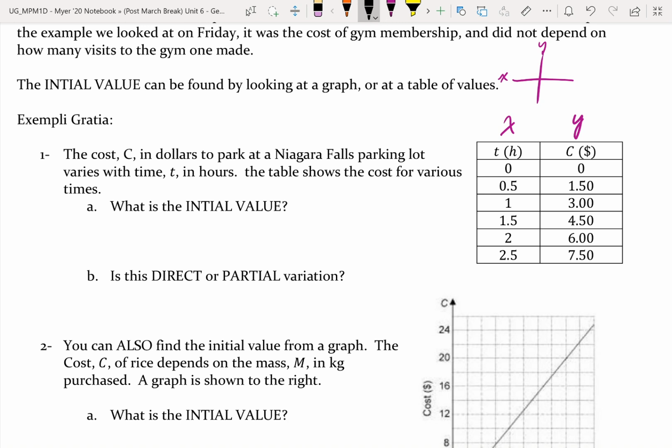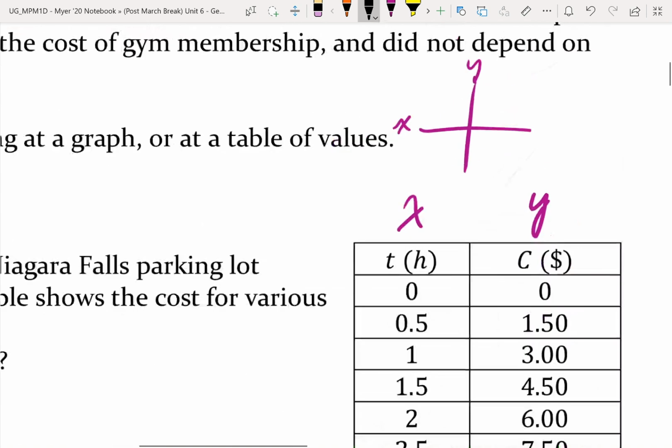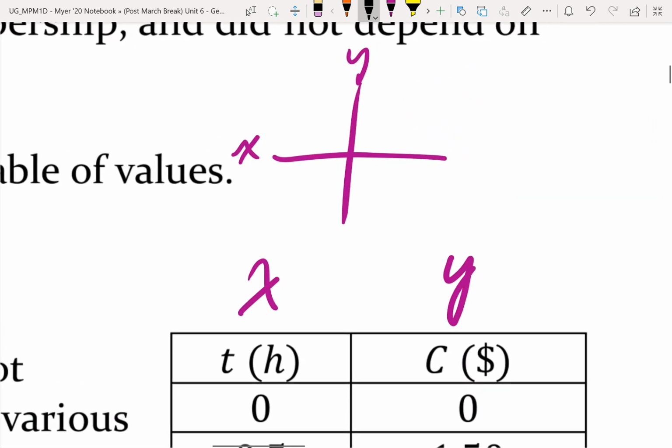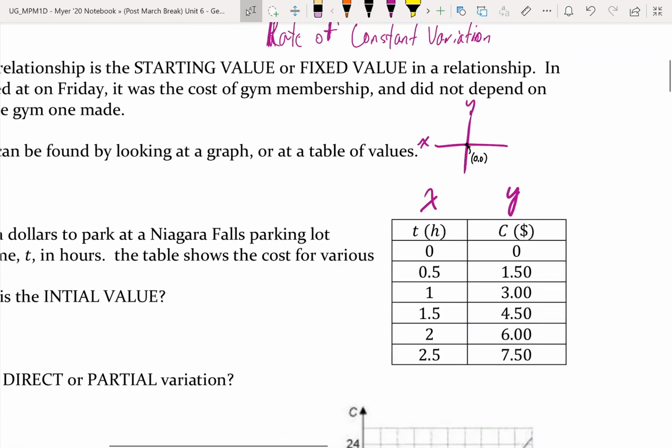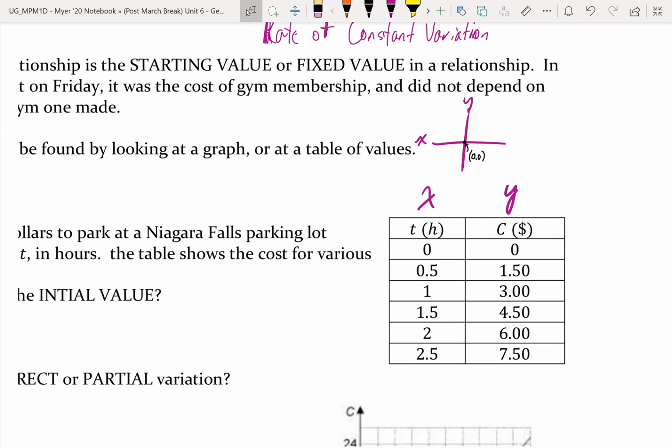We described this on Monday as either direct variation or partial variation. Direct variation, if you recall, went through this point. That's a critical point, our origin point, 0, 0. So if we look at our table of values, do we see a 0, 0 in the table of values? We do. We have a 0 here and a 0 there.